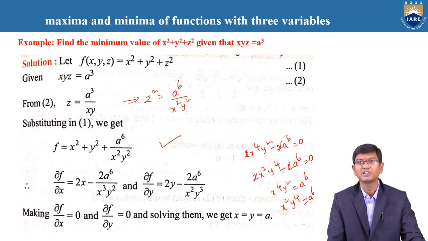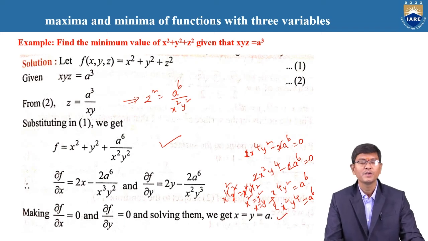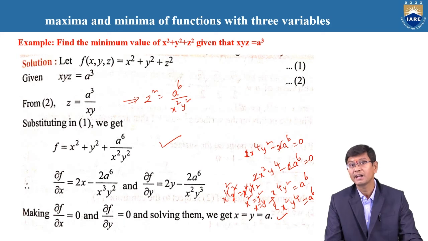By equating these two equations, x^4 y^2 is equal to x^2 y^4. Therefore, y square cancels and x square also cancels. Therefore, the equation is x square is equal to y square, that is, x is equal to y. Therefore, when we replace in any one of the equations, we obtain x is equal to a and y is equal to a. This is the stationary point.